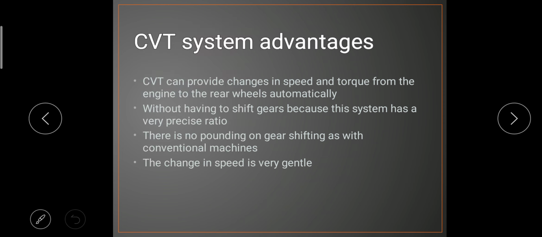A CVT system can provide change in speed and torque from the engine to the rear wheels automatically without having to shift gears because the system has a very precise ratio. There is no pounding on gear shifting as with a conventional machine. The change in speed is very gentle.